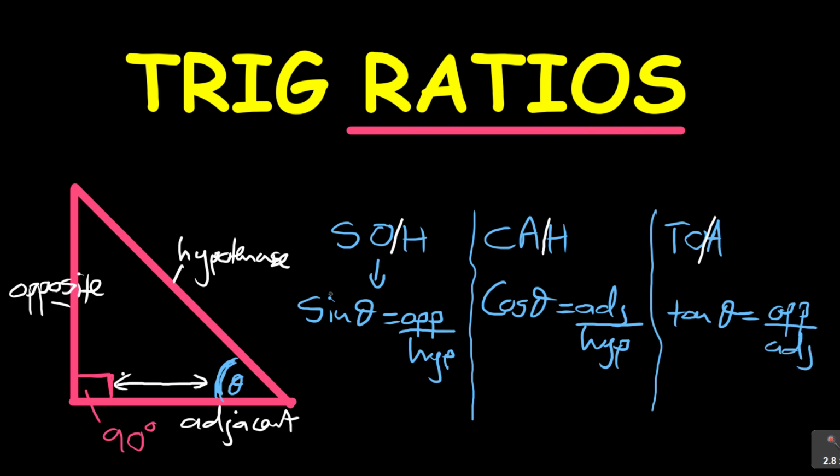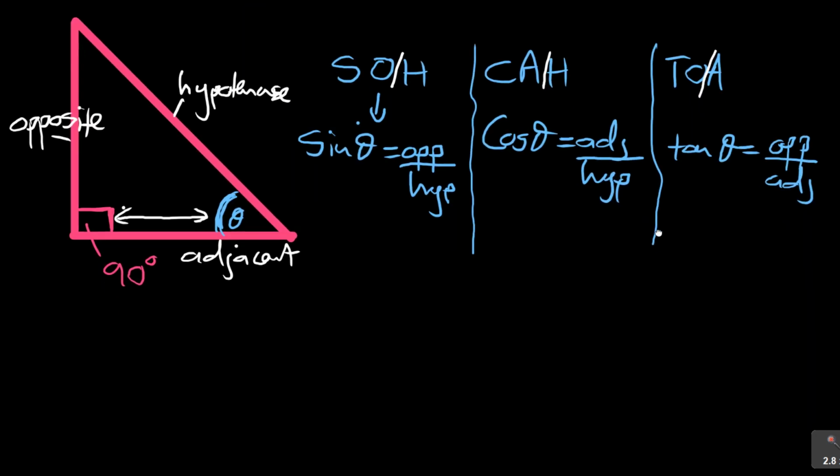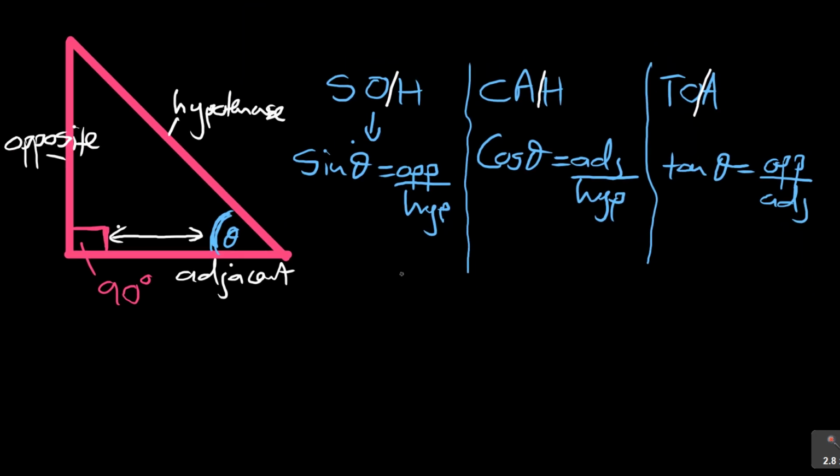So you need to know these trig ratios. The easier way to remember is the word SOHCAHTOA, which says sine theta is equal to opposite over hypotenuse, cos theta is equal to adjacent over hypotenuse, and tan theta is equal to opposite over adjacent.